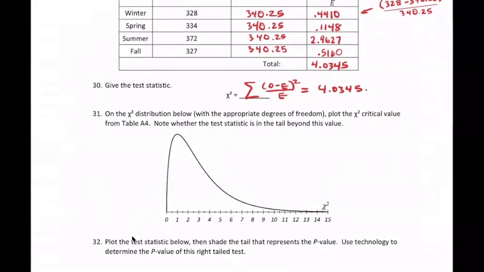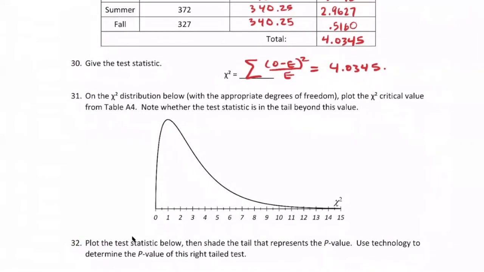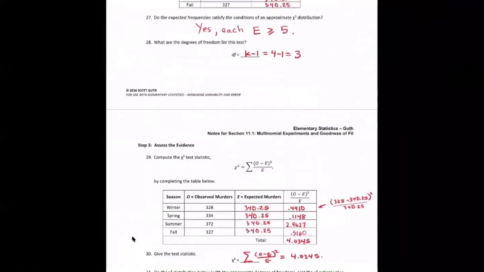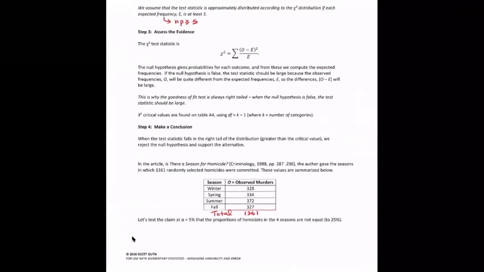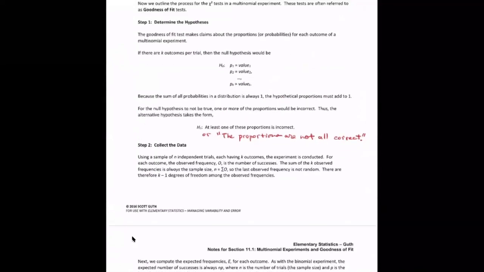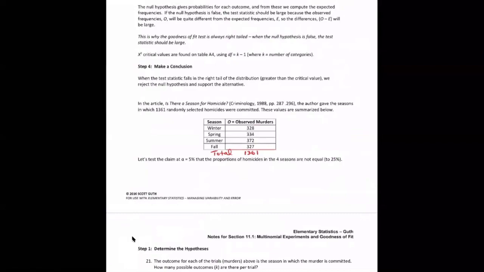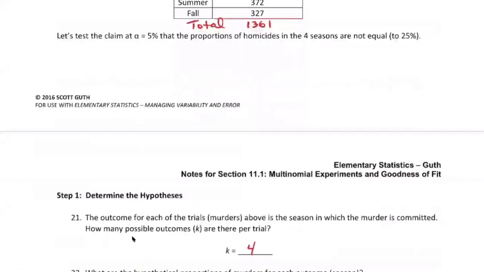Now the next one's asking for the critical value. So I don't remember what our alpha is on this one, so let's look it up real quick. Somewhere when it talks about the homicides. Here we go. 5% right here. Okay, so our alpha is 0.05.